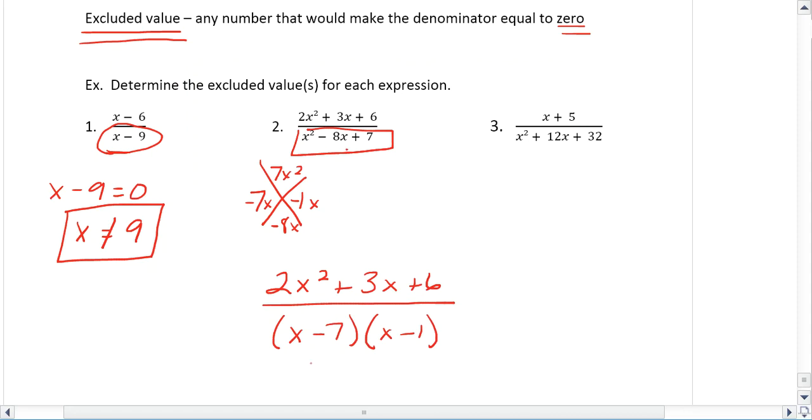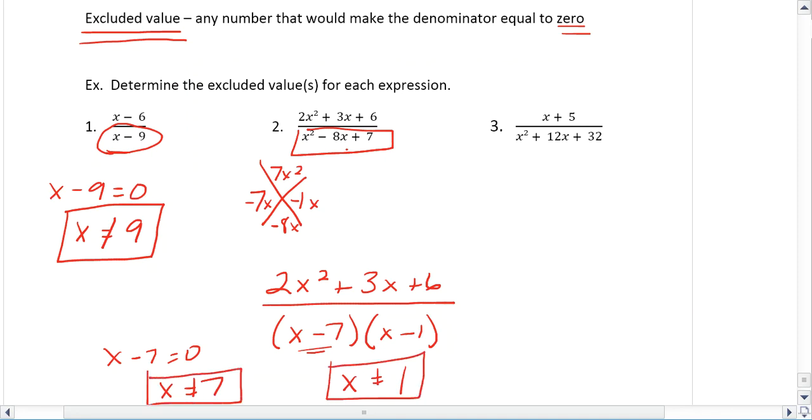So therefore, the two values that are excluded for this one, what makes this piece 0? Well, again, I'll just kind of try to be obvious. What makes x minus 7 equal to 0? Well, when x is 7. Therefore, that's one excluded value. X cannot be 7. And the other, if x was 1, that would make this 0. So this one has two excluded values. X cannot be 7, and x cannot be 1.